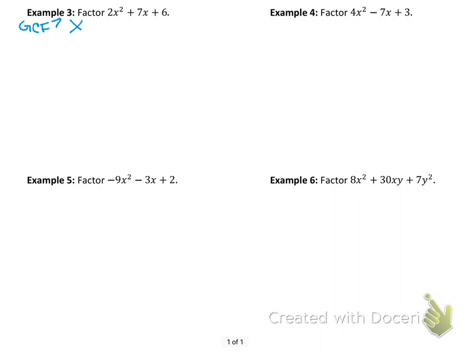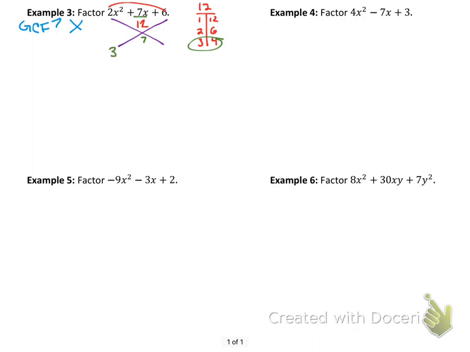Okay, so let's set this up. We've got the cross. A times C is what we're looking for. 6 times 2 is 12. That goes on top. The middle term goes on the bottom. This time it's positive 7. And we're looking for factors of 12 that add to 7. Well, factors of 12 are 1 and 12, 2 and 6, 3 and 4. Hey, 3 plus 4 is 7. That's what I'm going to use.